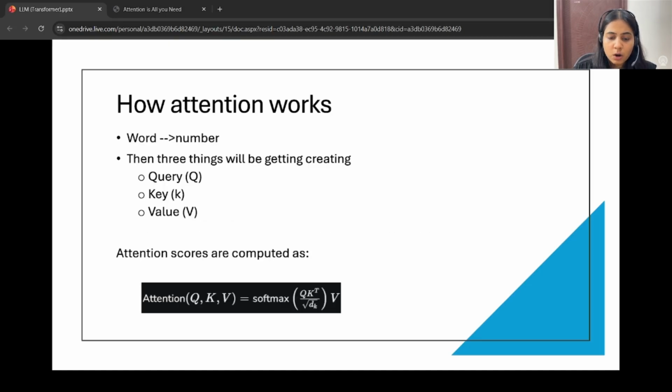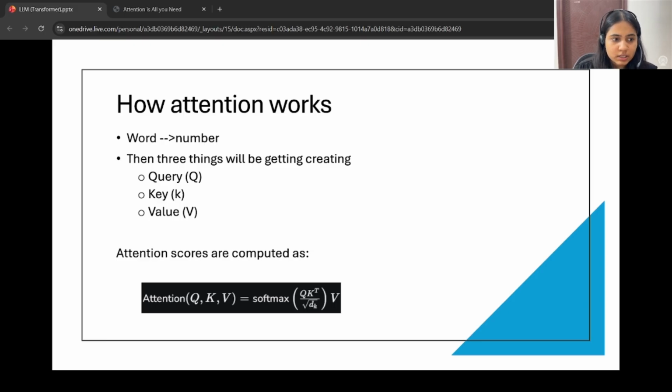Okay, so now how do these attentions work? As we already know, words are converted into numbers or vectors, right? After that, each word in a sequence is mapped to three parts. If you see here, one is query, then key, and then value. Query means what this word is looking for. Key means what this word offers. Value means the actual meaning of this information.